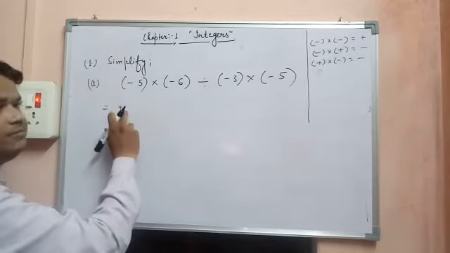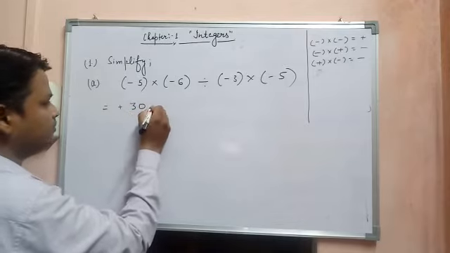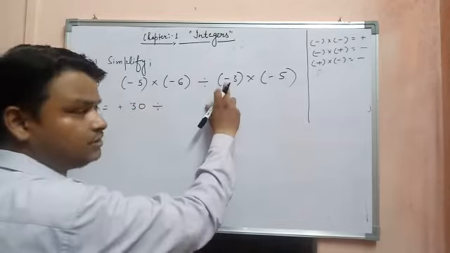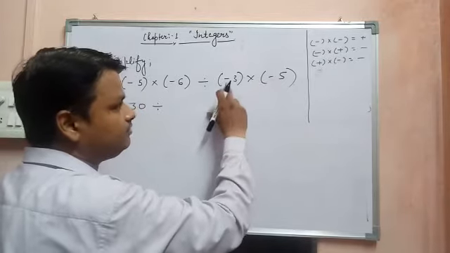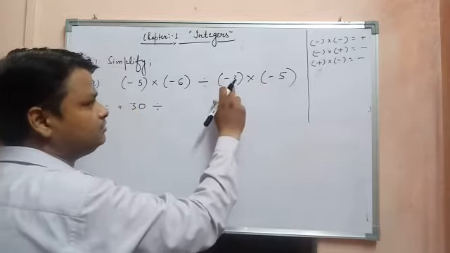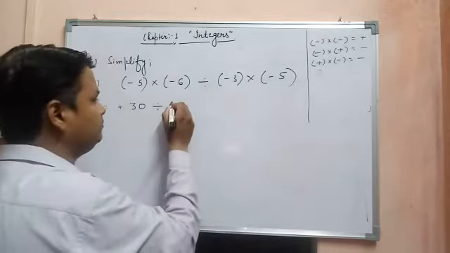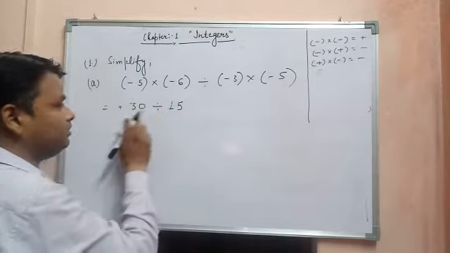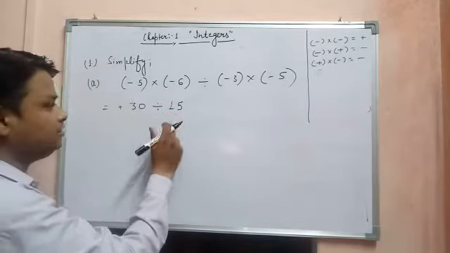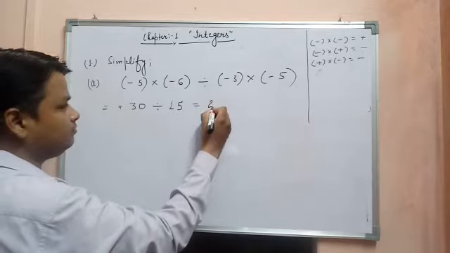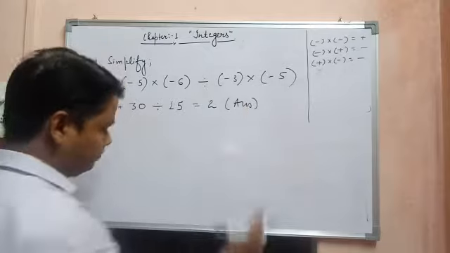So minus into plus, and then 5 into 6 is 30, divided by, in the same way, multiply the operators minus plus, and then multiply the numbers. 3 into 5 is 15. Then divide 30 by 15, and you will get 2, because 15 twos are 30. This is the answer.